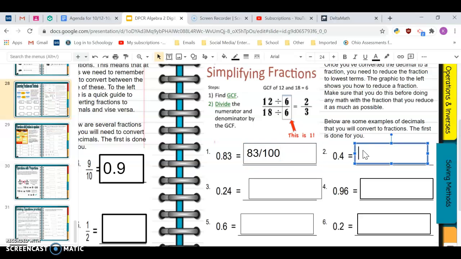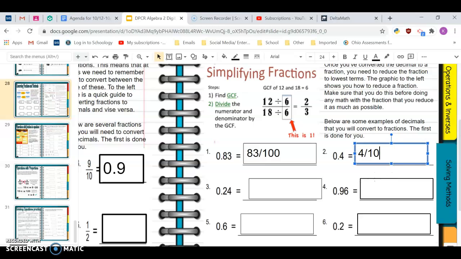Now over here, first, we have to look at the last number in our decimal place. We have 0.4. The 4 is in the tenths place, so I have 4 over 10. But now that I have this as a fraction, I have to make sure that I can reduce it. The only reason I didn't reduce the previous one is because 83 is a prime number, along with 100. So over here, we need to make sure that we have that down packed.